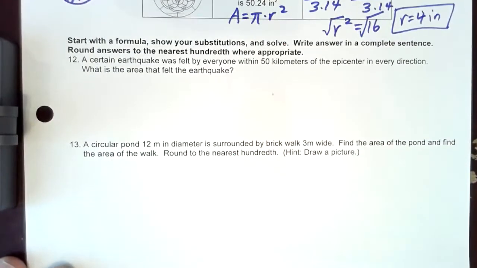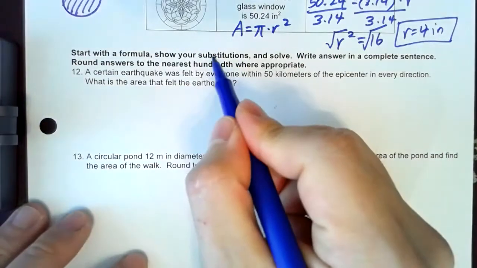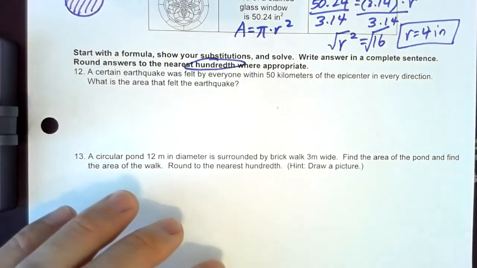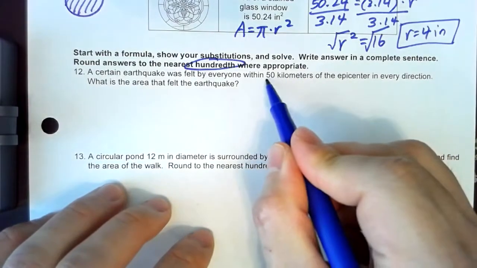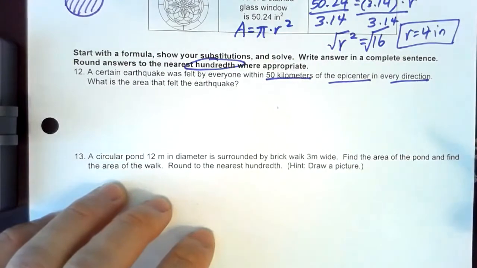Okay, 2 more problems to go. It says start with the formula, show your substitutions, and solve. Write your answer in a complete sentence. Round your answers to the nearest hundredth where appropriate. Okay. A certain earthquake was felt by everyone within 50 kilometers of the epicenter in every direction.